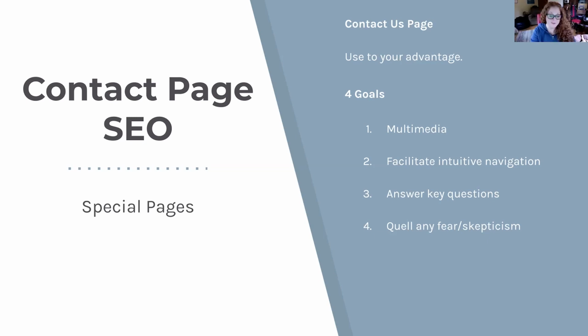So on a lot of contact pages, you'll have the phone number, make it clickable. You'll have email that people can click, and then you'll have the form. Why do you do that? Because different people are different. Some people just want to pick up the phone. Some people want to click on the email link. Some people want to fill out the form.